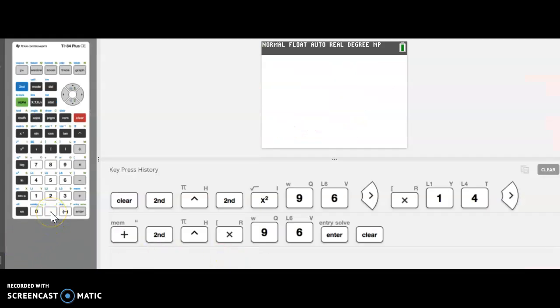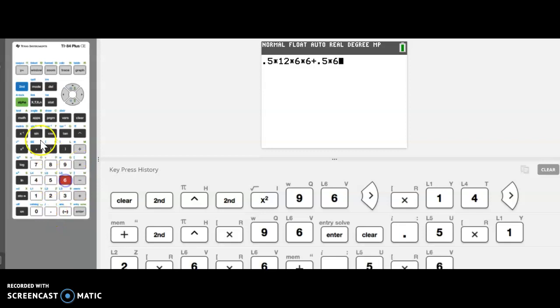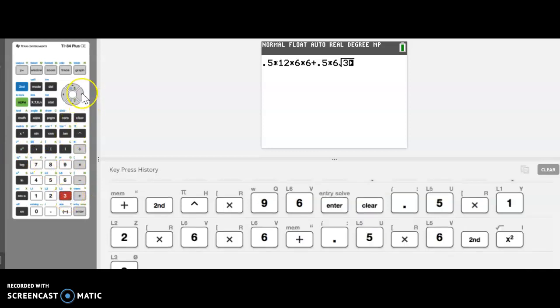So this would be 1/2, I'm going to call that 0.5, times 12 times 6 times 6 plus 1/2 times 6 square root 3. Remember to arrow to the right to get out from underneath that square root sign, times 12 times 6. The parentheses aren't necessary. Okay, and so I'm getting 590.1 for my answer.